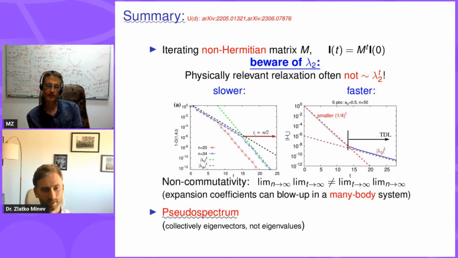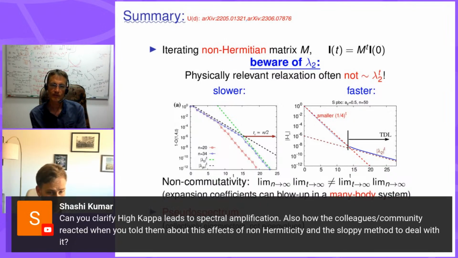Excellent. And a question from Shashi Kumar. Can you clarify the high kappa leading to spectral amplification, and basically how have folks reacted in the community when hearing about these effects and about non-Hermiticity and the sloppy method? Yeah. All right.